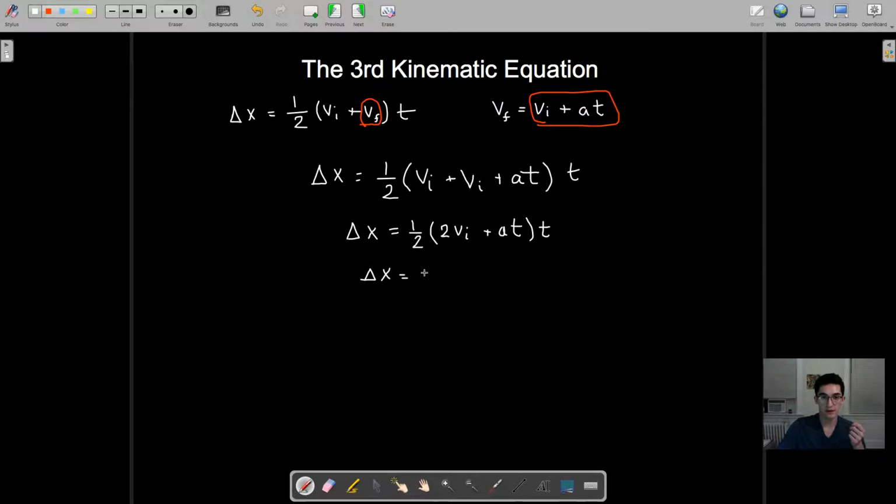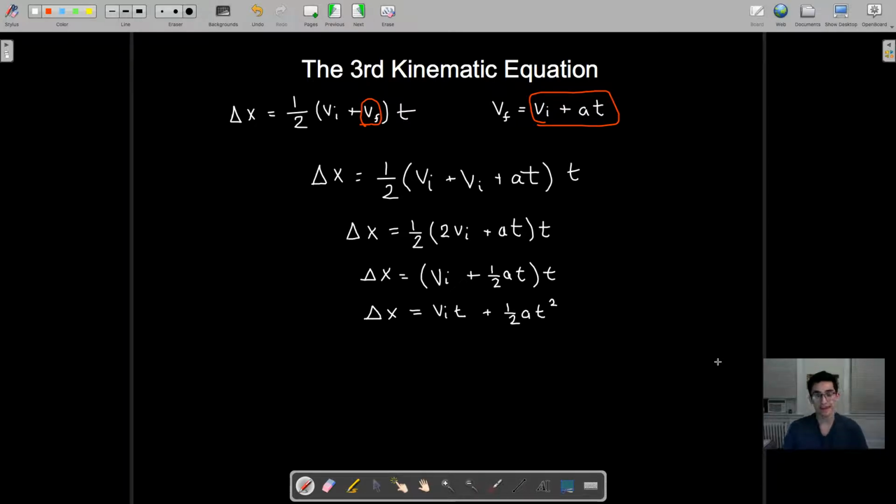Cool? All right, now I'm going to go ahead and distribute the 1/2 through this equation, and I'm going to get v initial plus 1/2 at. Okay, so I multiply 1/2 by both of the terms inside that parentheses. Then finally, I'm going to do the same thing with time. I'm going to distribute the time through. I'm going to multiply both terms inside the parentheses times time. And so I'm going to go ahead and get this magnificent equation.